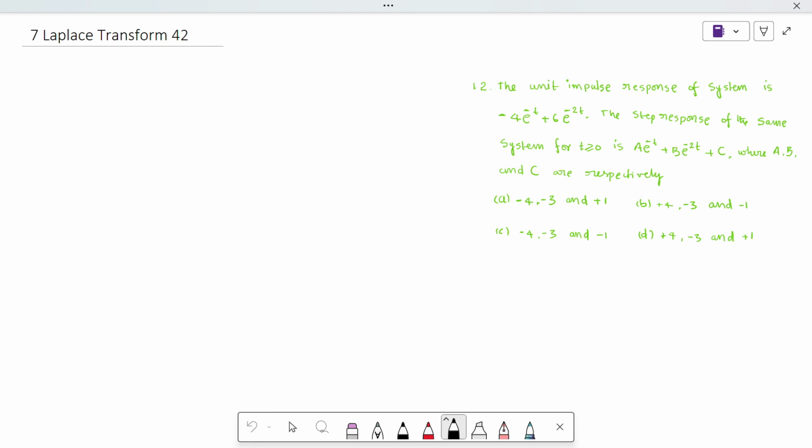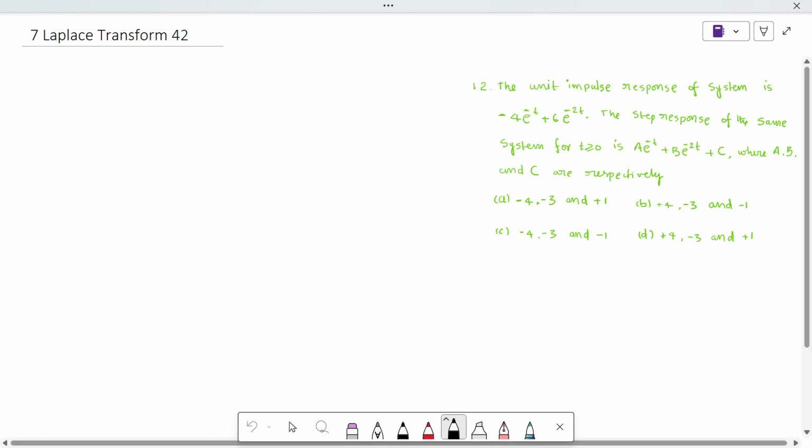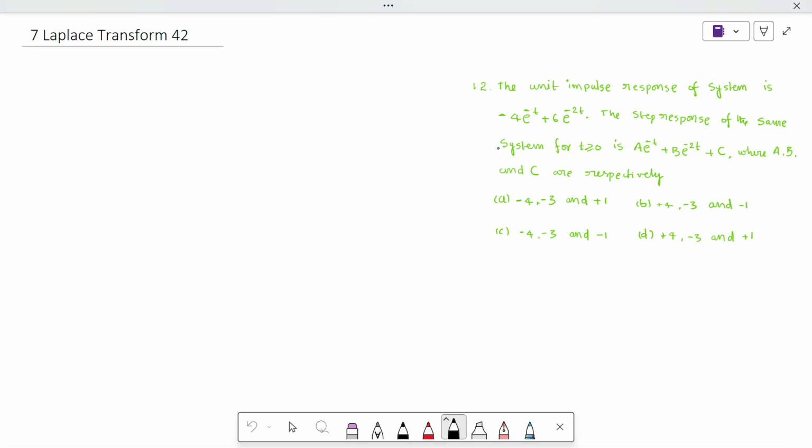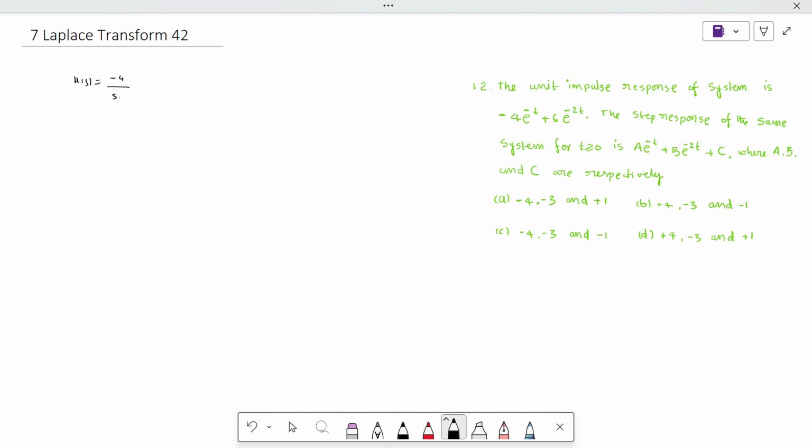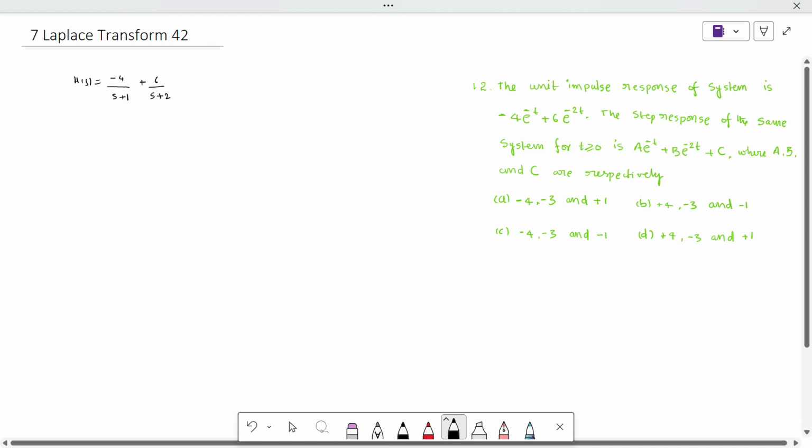Now the unit impulse response of the system is given. The step response of the same system is asked, so A, B, and C are respectively what? The unit impulse response is nothing but the transfer function. So H(s) equals −4 by s + 1 plus 6 by s + 2. Next, it's a transfer function.